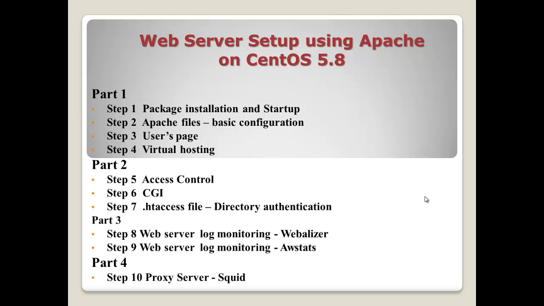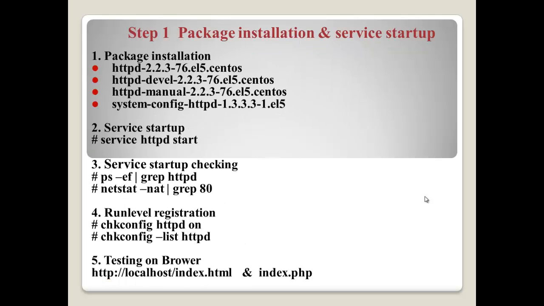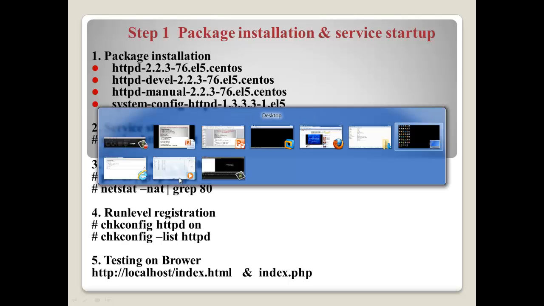First, this video will be part 1. Okay, step 1, package installation. Web server configuration using Apache needs 4 packages: httpd, httpd-devel, httpd-manual, and for the GUI tool, system-config-httpd. After you successfully install all these packages, start the service with service httpd start. After that, check the process and port number. A web server normally uses port number 80. And after that, run-level registration using chkconfig. And after that, testing. Okay, then let's go.